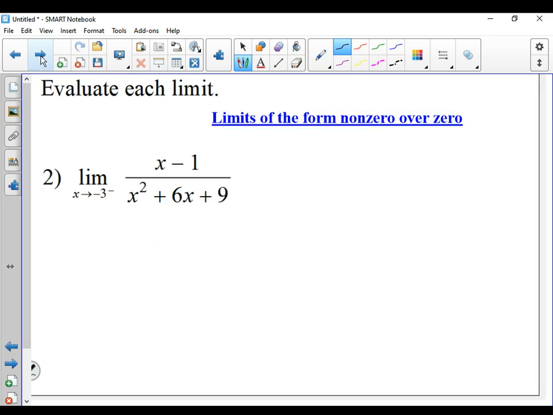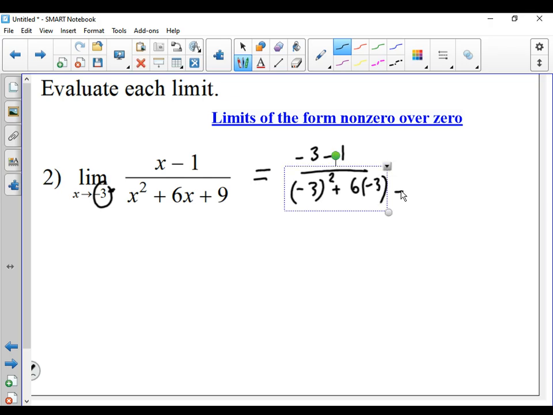Next example, limit as x is approaching negative 3 from the left of this rational expression. So first thing we want to do is change x to negative 3. Everywhere we have x, we change it to negative 3. So negative 3 minus 1 in the numerator. The denominator, we get negative 3 squared plus 6 times negative 3 plus 9.